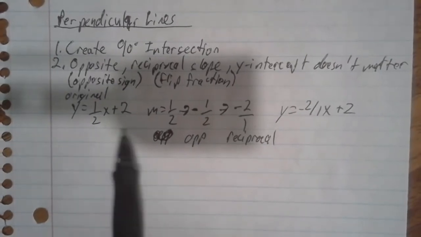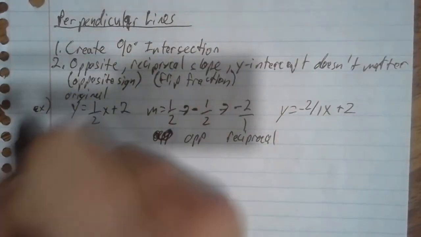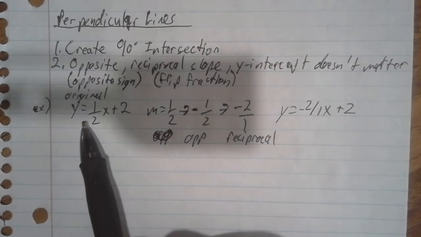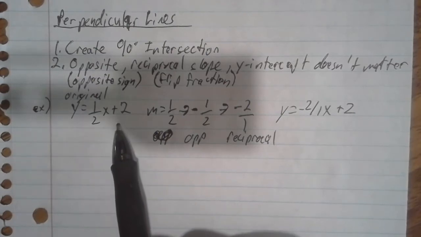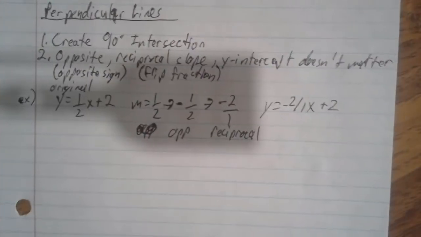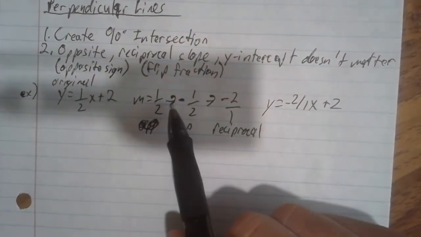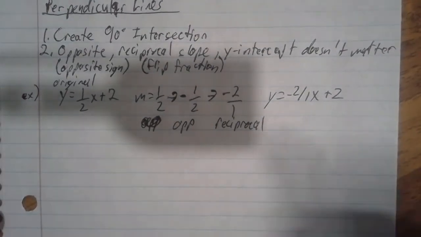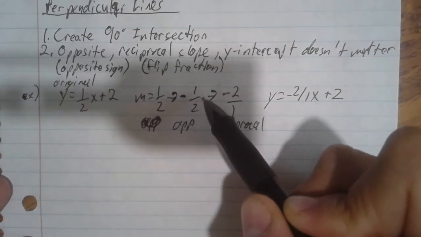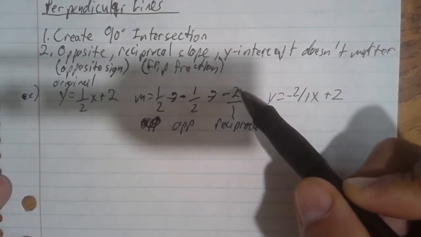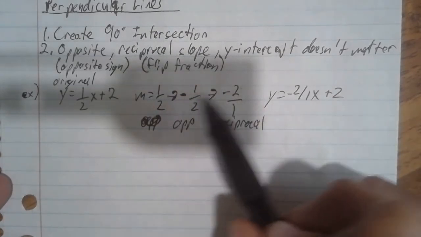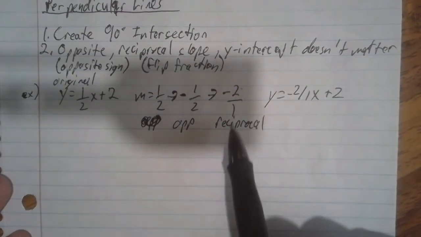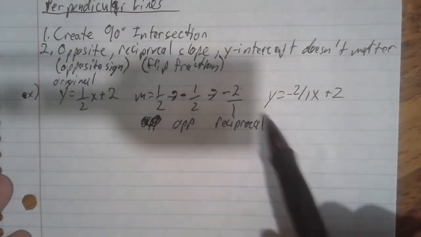So for example, this is our first example all written out. If we start out with y equals 1/2 x plus 2, our slope is 1/2. It becomes the opposite, so it becomes negative. So it becomes a negative 1/2, and then we flip the 1 and the 2. So the 2 goes to the top, the 1 goes to the bottom. Just keep the negative with the top number the whole time. And that's the reciprocal part. Then we can just put it into a new equation.